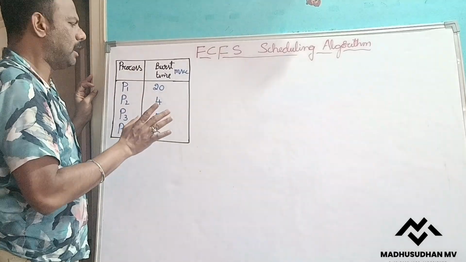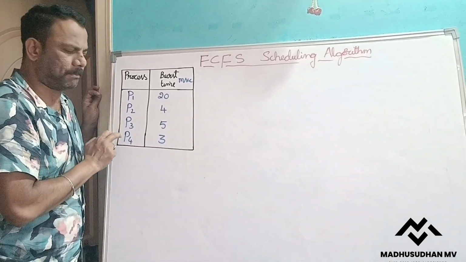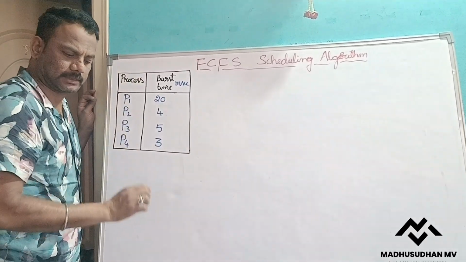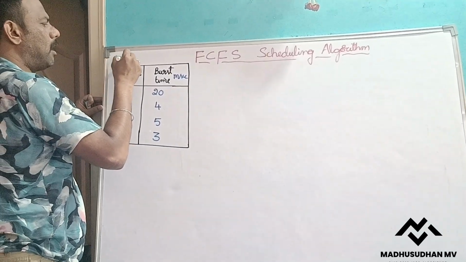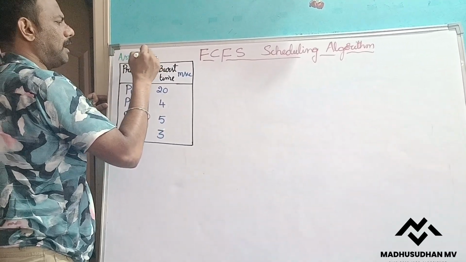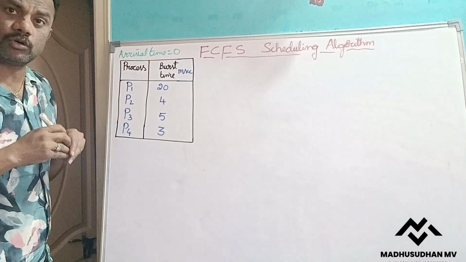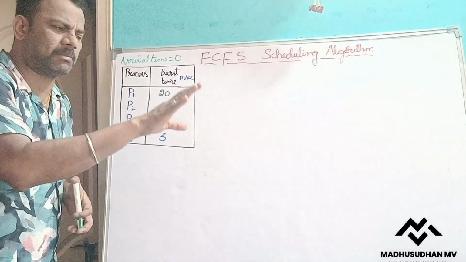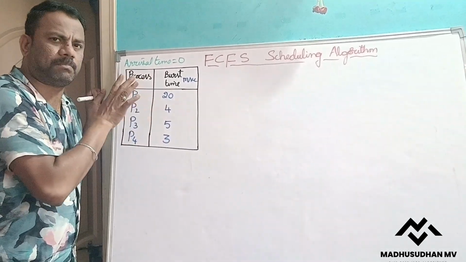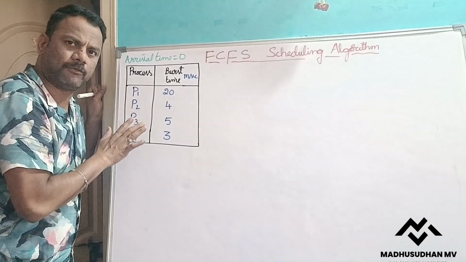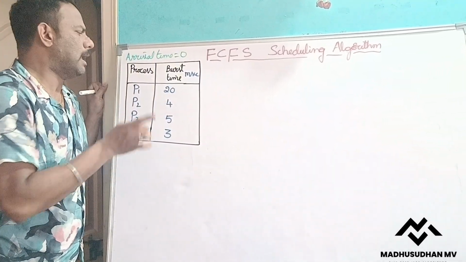Let us take one simple example. Consider 4 processes, P1, P2, P3, P4. Assume all these processes arrived at 0 milliseconds, so arrival time is equal to 0. That means at the same time all these processes arrived, in this order: P1 comes first, then P2, P3, P4. Every process arrived at the 0th time only.